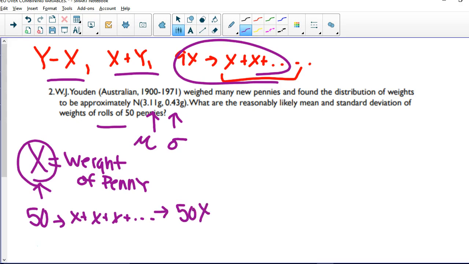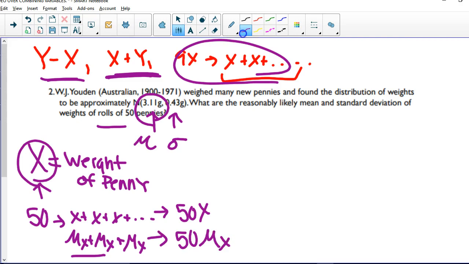50x. And I know that the mean is 3.11. Because we're combining the means, we can just add them. Just like we did up here, we would subtract them when we did subtraction problems. When we added, we'd add them straight together. I could do it like that, or I could just take 50 times the mean of x. The mean is 50 times 3.11.